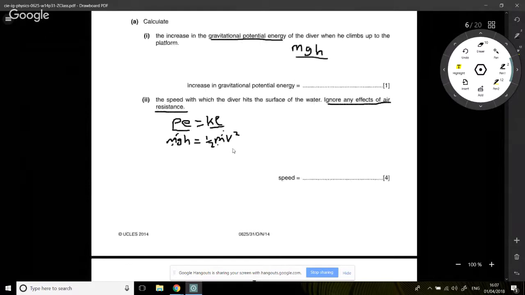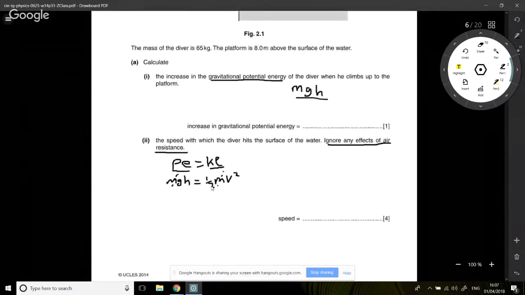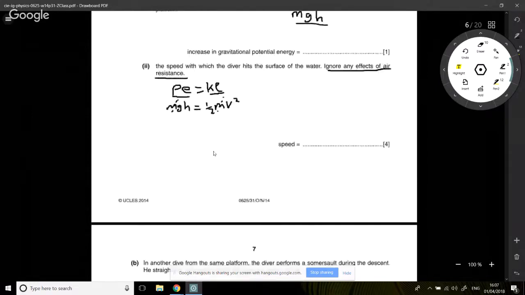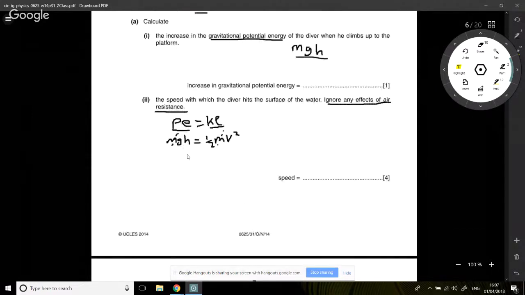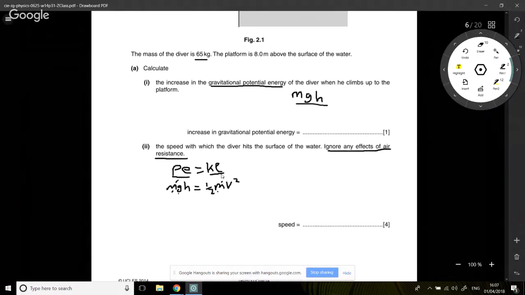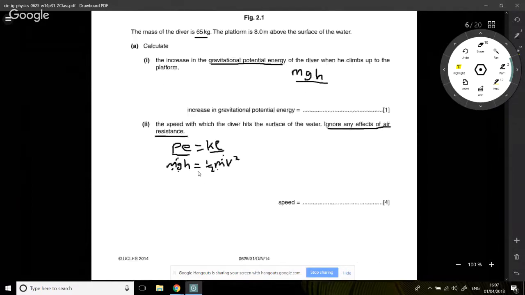But notice that if you weren't given the mass of the diver, you could actually calculate the speed with just the height, and taking a guess again, approximating g to 10, and you wouldn't actually need the mass. So there are some questions that are formulated in that way. So you don't necessarily always need the mass.